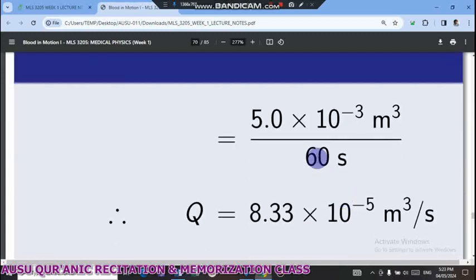So if we take our calculator, 5.0 exponential negative 3 divided by 60 will give you approximately 8.33 times 10 to the power of minus 5, and then you combine these two, you need meter cube per second, and that is your flow rate in meter cube per second.